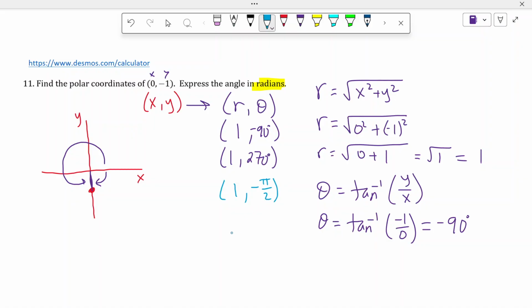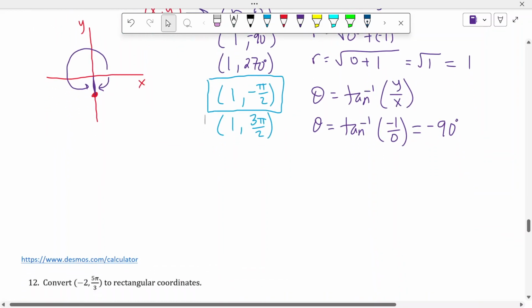Or if we wanted to do the positive version, like 270 degrees, it would be 1 comma, what is that, 3 pi over 2? Remember your quadrantal angles. So I don't know, maybe this would be the best one. And there's our answer as a polar coordinate in radian degrees.